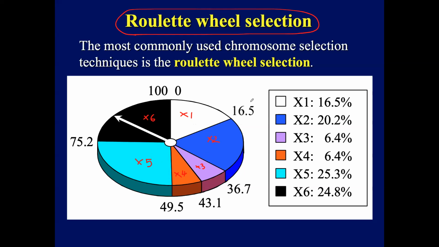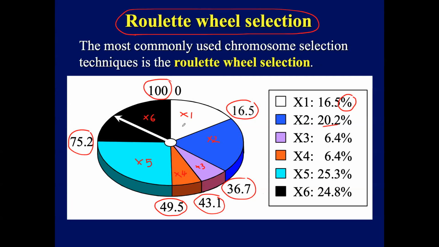So this was the fitness ratio for the first chromosome. And then when you add 20.2 to this, you get 36.7. Remember, the fitness ratio is in percentages, so it's not in degrees. So we are looking at percentages for the whole wheel. So when you add 6.4, you get 43.1. When you add 6.4 here, you get 49.5. And when you add 25.3, you get 75.2. And then up to 24.8, you get 100%.